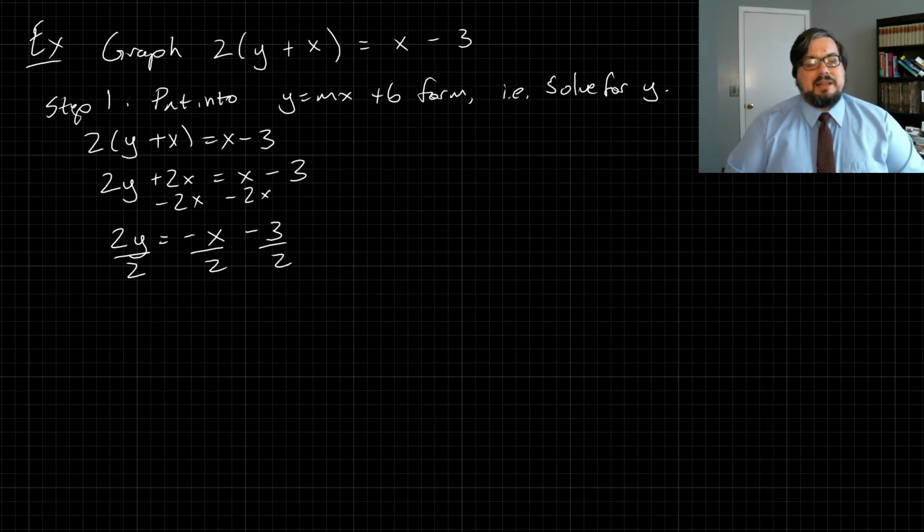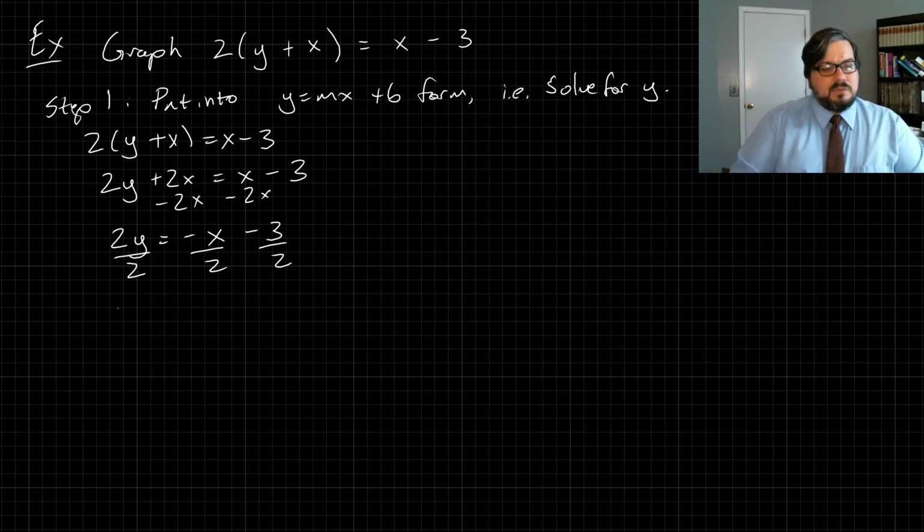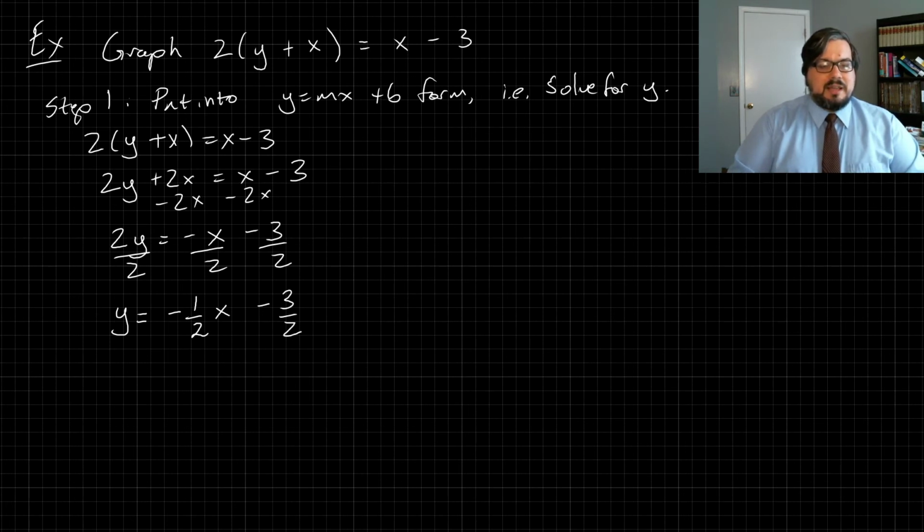You'll notice that when I've done this, I've divided each term on the right by 2. That's because I want to keep them separate, so that I can determine my y-intercept and my slope easily. So we get y equals negative 1/2 x minus 3/2. So notice what I've done here.